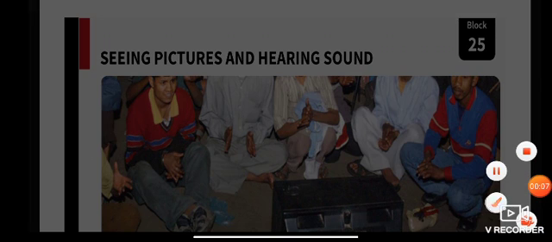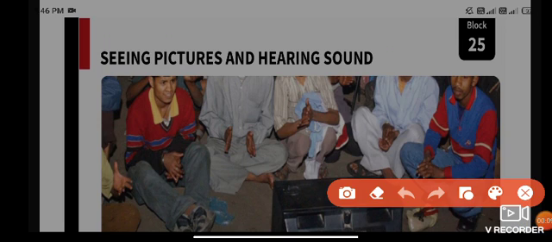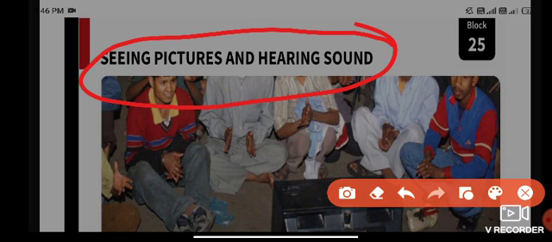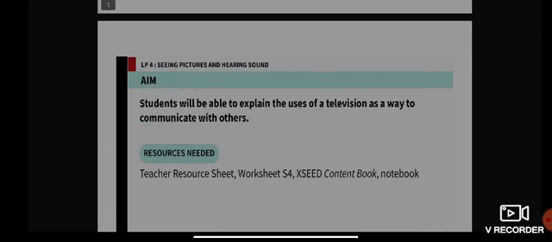So today we will start with the new topic under block 25. The topic of our discussion for today is seeing pictures and hearing sound. Without much explanation, before we get into a further discussion, as you can see, people are watching a picture from a television. Later on we'll be needing that.